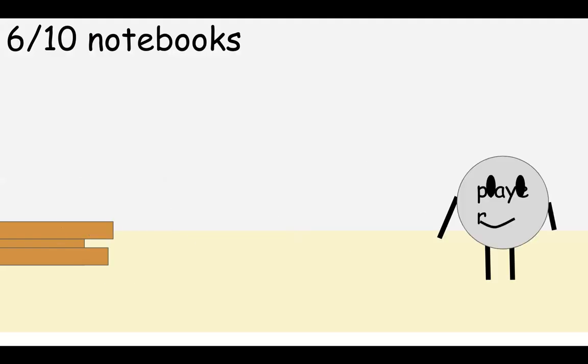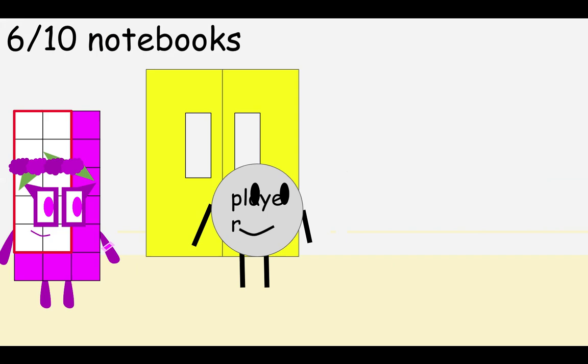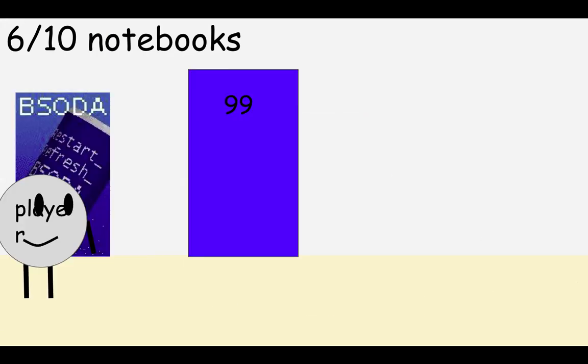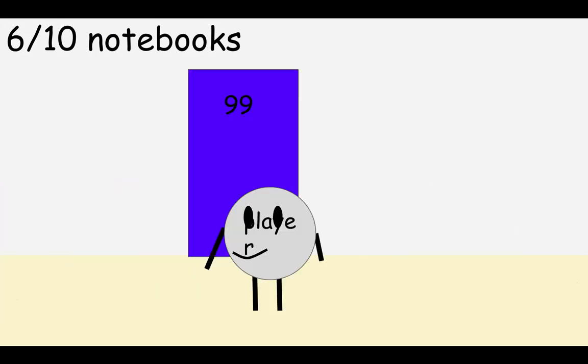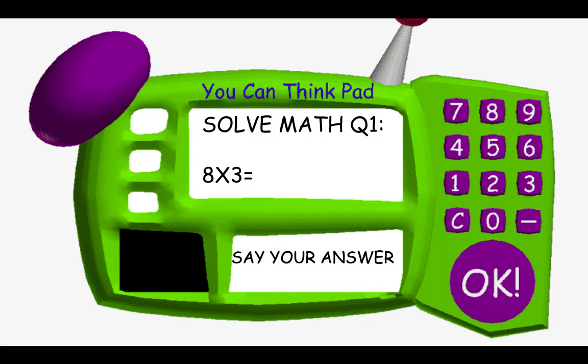Oh, no, you don't. Oh. Oops. I went the wrong way. You know what? I'm going. Wait, what? I have to go around her. Uh-oh. This is driving me bonkers. Oh, there's a yellow notebook.